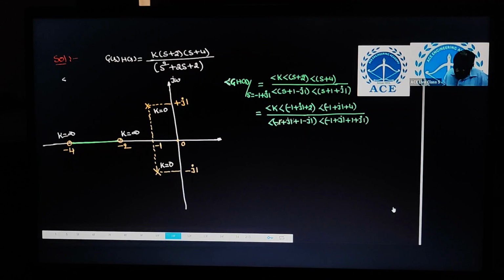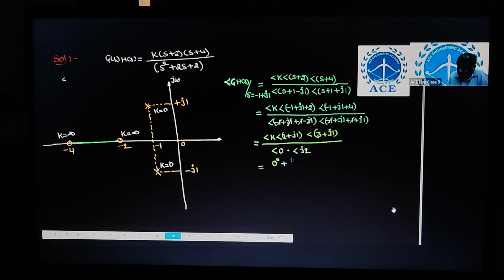Now tell, come on, what is the answer? The -1 plus 1 cancels, plus j1 minus j1 cancels. The answer is angle of K, angle of (1 plus j1), angle of (3 plus j1), divided by angle of 0, angle of j2.